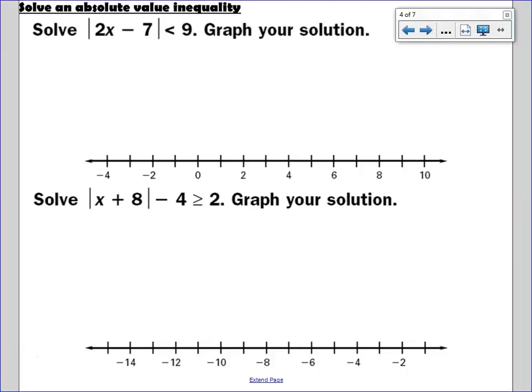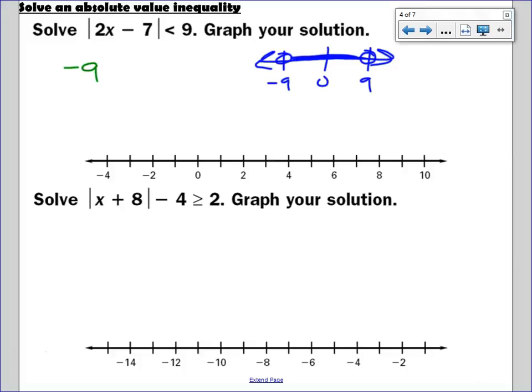Absolute value of 2x minus 7 is less than 9. So it's just absolute values. Let's sketch out what we're looking at here. So we know our values have to be less than 9 units away. So it's either at 9 or negative 9. Doesn't include those. And less than 9 brings us in between. So you see we have a between situation. All our values have to be between 9 and negative 9.